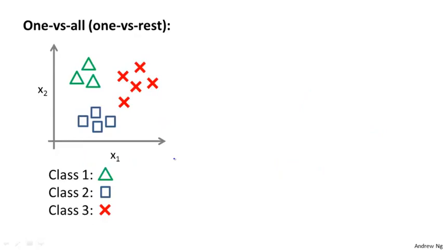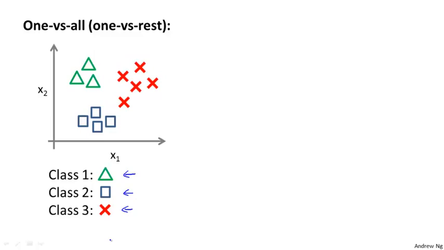Let's say we have a training set like that shown on the left, where we have 3 classes. So if y equals 1, we denote that with a triangle. If y equals 2, the square. And if y equals 3, then the cross. What we're going to do is take our training set and turn this into 3 separate binary classification problems. So turn this into 3 separate 2-class classification problems.